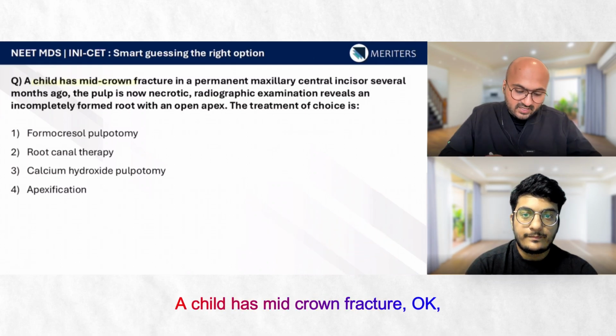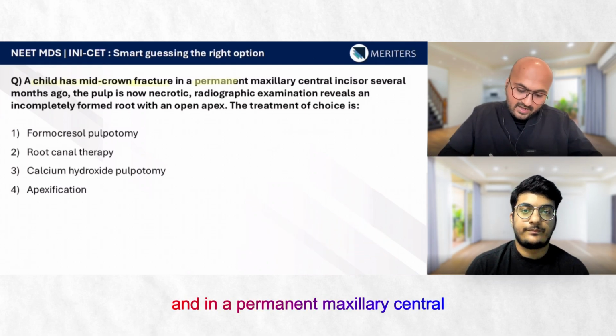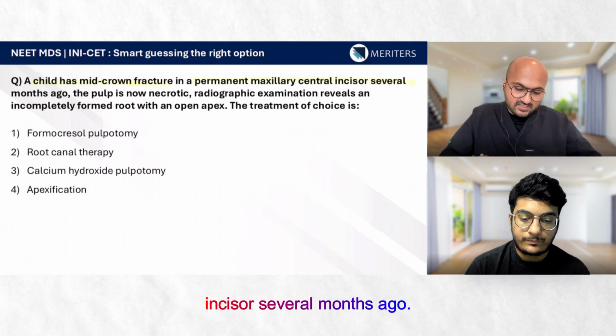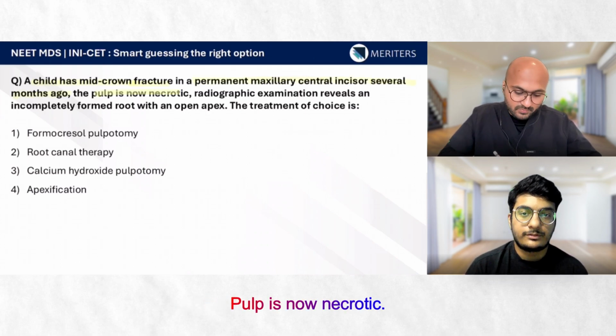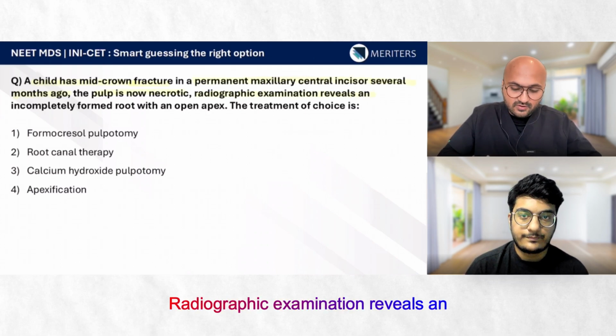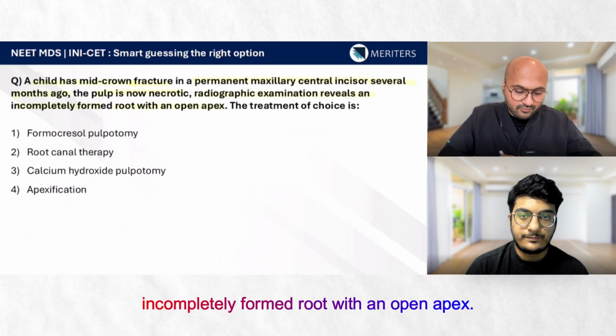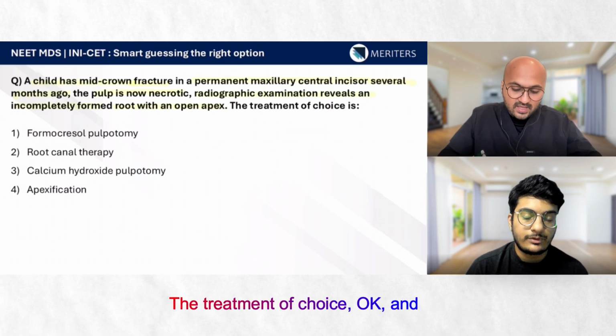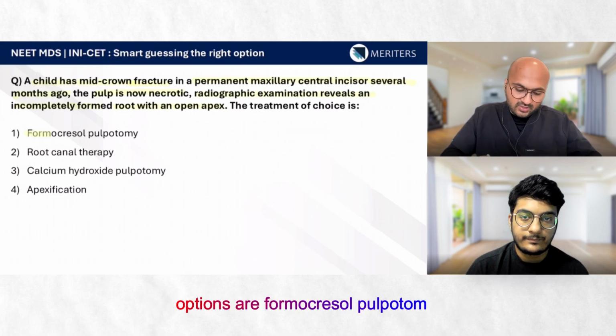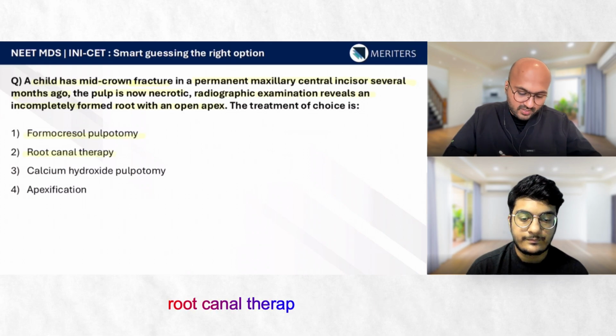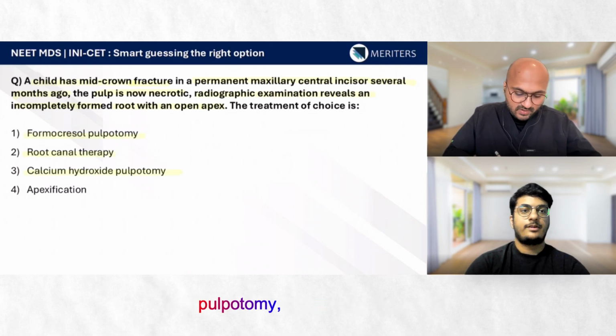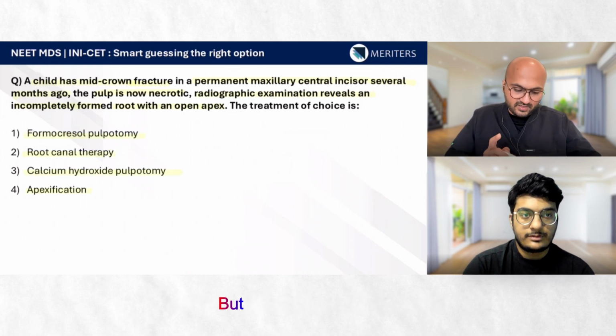A child has a mid crown fracture in a permanent maxillary central incisor several months ago. The pulp is now necrotic. Radiographic examination reveals an incompletely formed root with an open apex. What is the treatment of choice? The options are formocresol pulpotomy, root canal therapy, calcium hydroxide pulpotomy, and apexification.